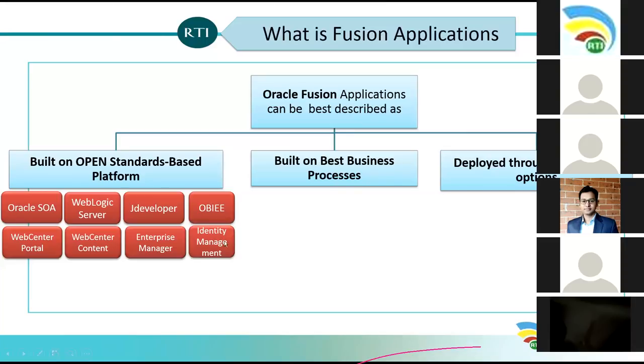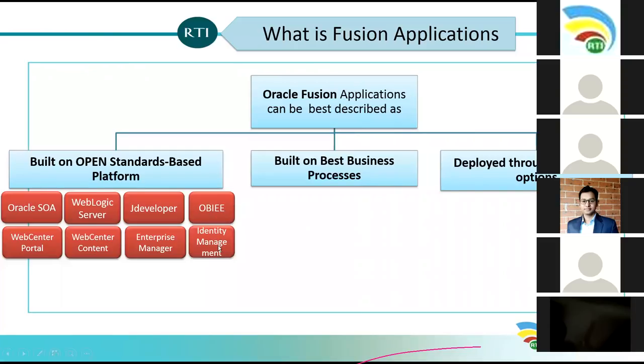And JDeveloper is one tool. And Enterprise Manager keeps checking the health of all the applications together, holding all applications together as one unit. And OBIEE is a very powerful reporting tool, which has BI Publisher and Oracle Transactional Business Intelligence. All these reporting tools are available in OBIEE. It is also part of the Fusion applications.